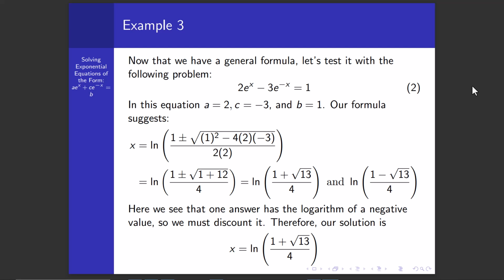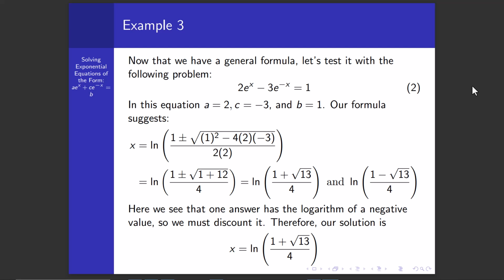Let's test our new formula on the following problem. 2e to the x minus 3e to the negative x equals 1. Now in this equation, a is 2, c is negative 3, and b is 1. And our formula suggests that x is going to be equal to the natural log of 1 plus the square root of 13 over 4, or possibly the natural log of 1 minus the square root of 13 over 4.